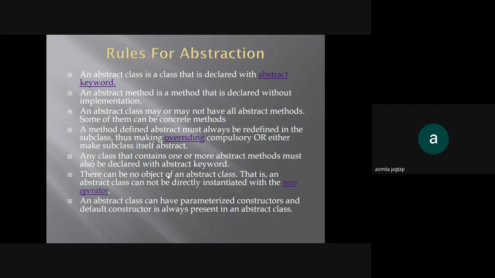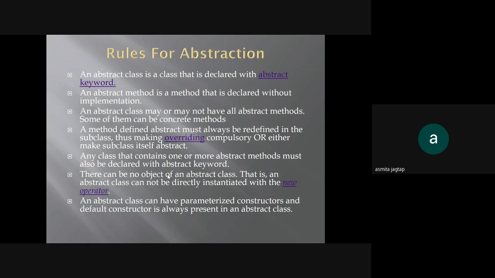That is, an abstract class cannot be directly instantiated with the new operator, means we can't create an object of this abstract class. Similarly, in the morning session we saw that for a static variable we don't need an object, and it can be accessed with the class name dot the static variable name or method name. The same way, for abstract there is no need to create an object.